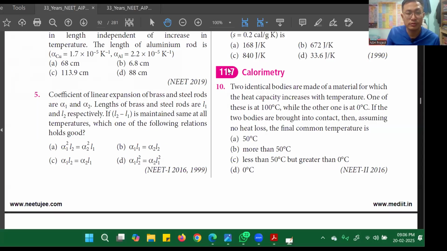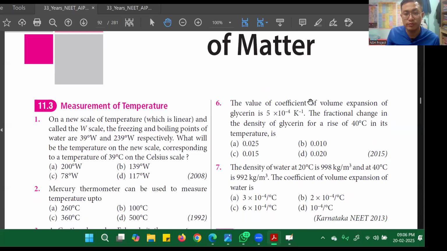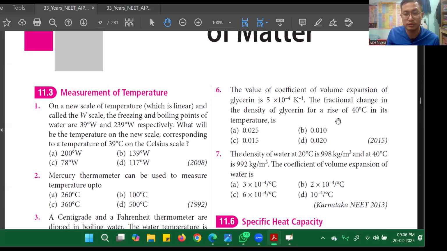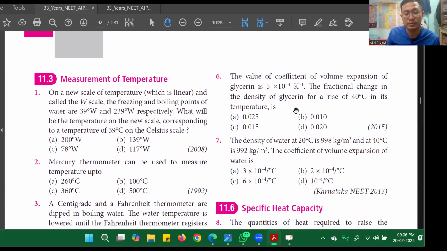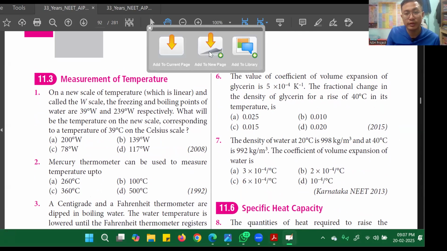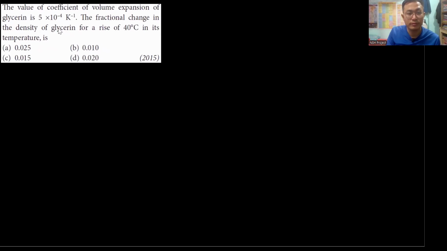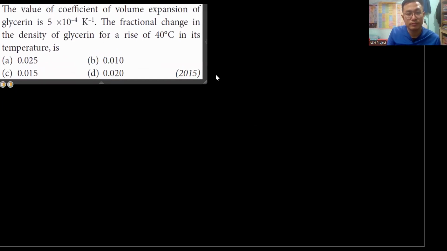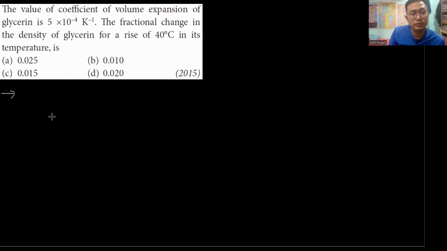Anyway, let's do the next question. Question number 6: the value of coefficient of volume expansion of glycerin is this. The fractional change in the density of glycerin for a rise of 40 degrees Celsius in its temperature is. See the given data: the value of coefficient of volume expansion alpha v is equal to 5 into 10 to the power minus 4 per Kelvin.